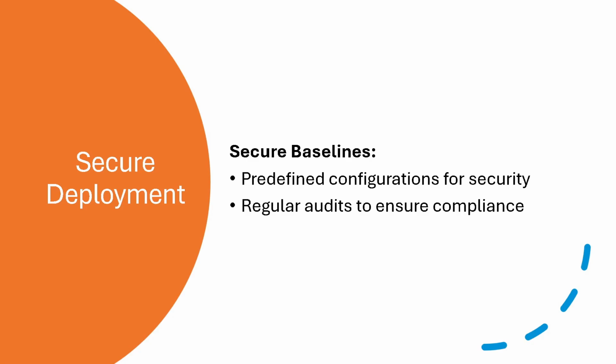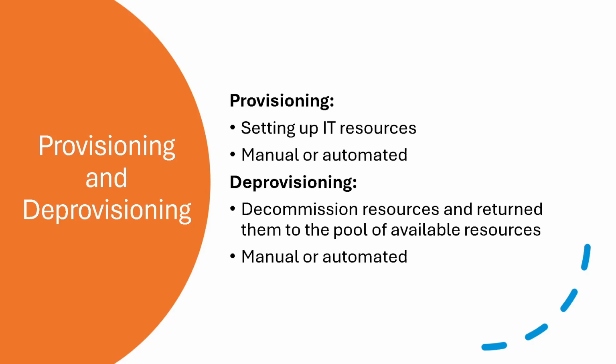For a lot of organizations, it is a mandate to conduct regular audits in order to ensure compliance. Provisioning refers to the process of setting up IT resources such as servers, network devices, applications, and more in order to be ready to use. Deprovisioning is the opposite of provisioning, where we decommission the resources and return them to the pool of available resources. Provisioning and deprovisioning allows any organization to scale their applications and services as necessary.